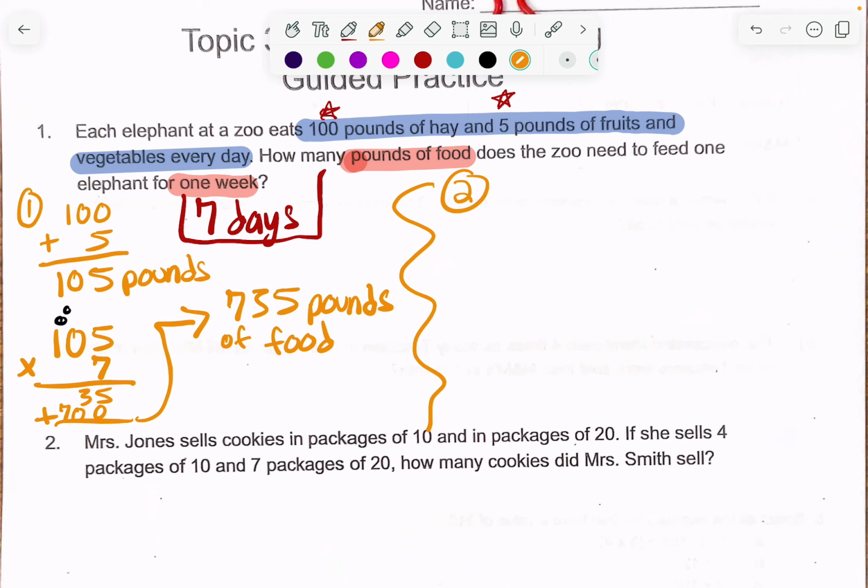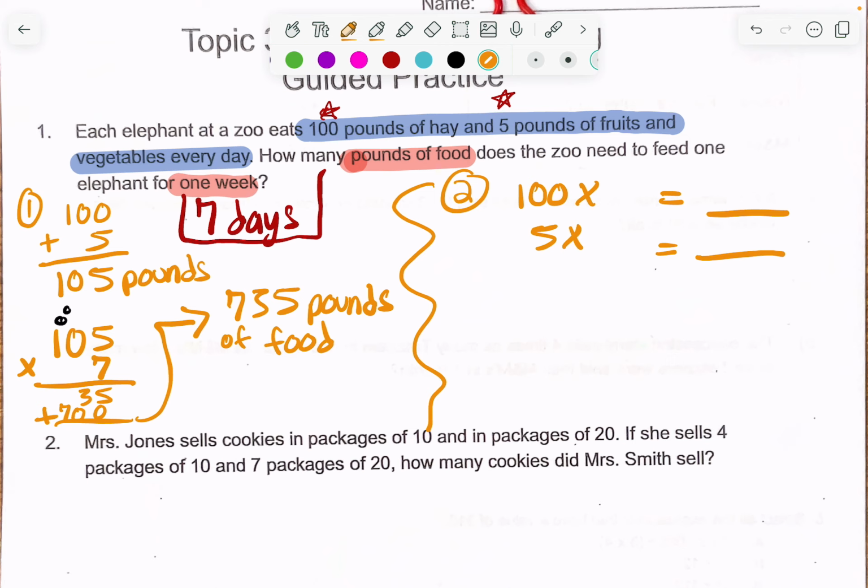Our second way to show it is we can keep our 100 pounds of hay and then the 5 pounds of fruits and vegetables separate. It might just be easier for students to do it this way. So I'm going to do this one in red. I'll just keep the same color. So this way, I'm going to have 100 times a number and 5 times a number. So I know that I multiplied 105 times 7, because we're trying to think about how much food we need for 1 week for our elephant.